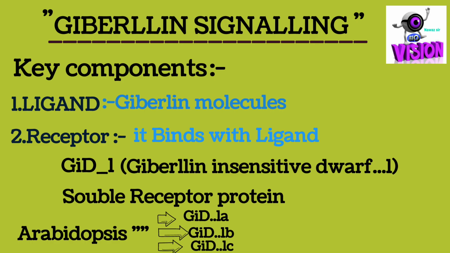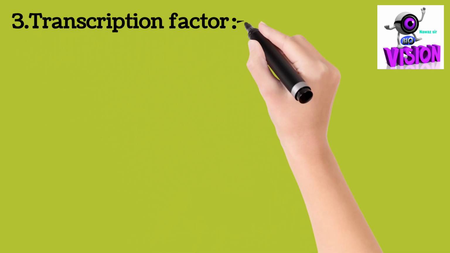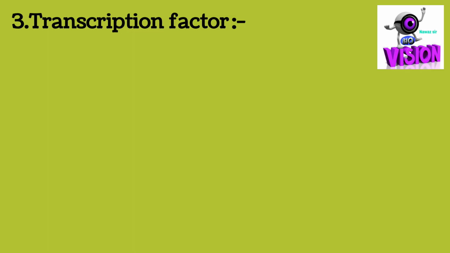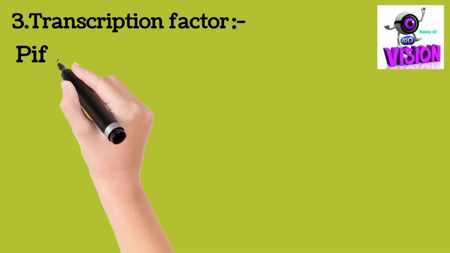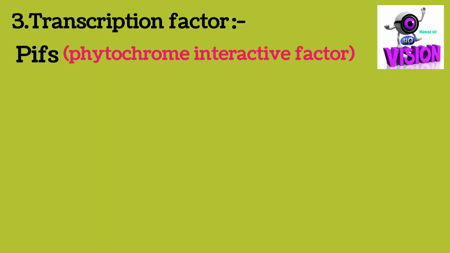Now to proceed, let me tell you about a very important key component used in the mechanism. This is known as the transcription factor. As the word indicates, it is used in the process of transcription. Here the transcription factor used in the whole pathway is known as PIFs, meaning phytochrome interacting factors.